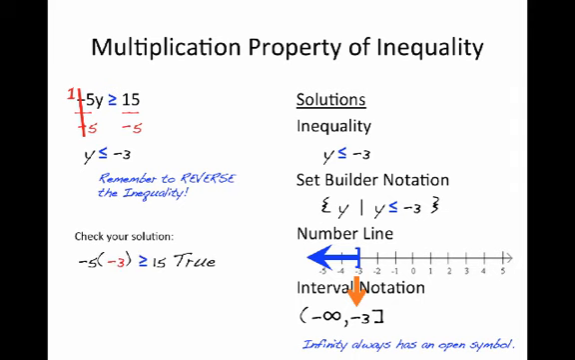We can check our solution. Let's pick negative 3. Negative 5 times negative 3 is 15. 15 is greater than or equal to 15. That's a true statement. If we pick the value of 0, which is not in the shaded portion of our number line, negative 5 times 0 is 0. 0 is greater than or equal to 15? That's false. And if we pick the value of negative 5, which is in the shaded part of our number line, we'd have negative 5 times negative 5. That's 25, a positive 25. 25 is greater than 15. That's a true statement.